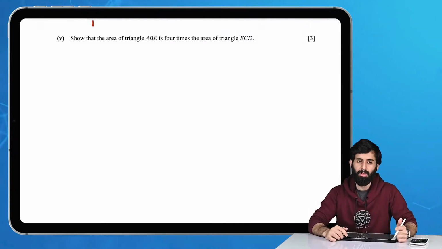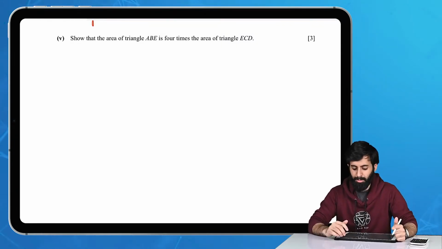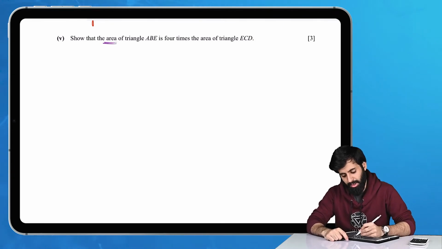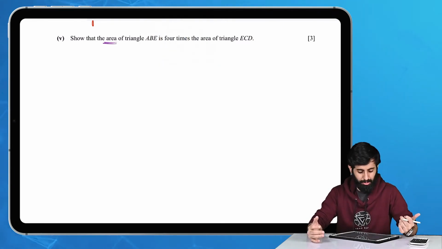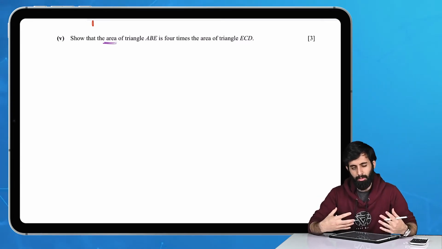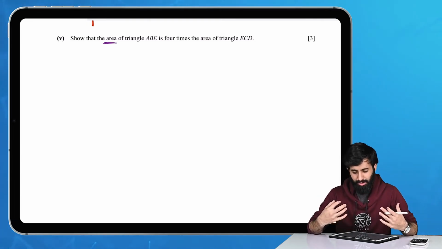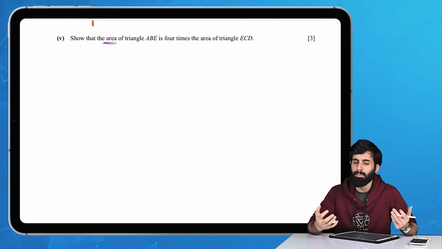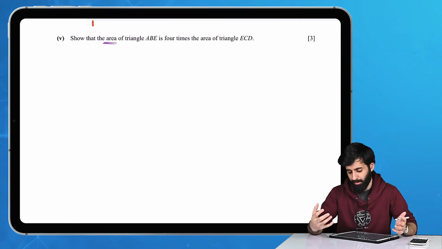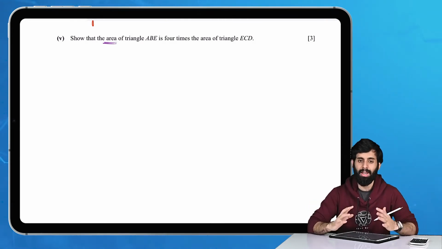Okay. Now we come to part 4, which says show that the area of triangle ABE is 4 times the area of triangle ECD. Since we're dealing with area here, it's best to use the formula that we have learned. I will not waste my time sketching the triangle and then finding the area, because I may end up with a triangle whose area I can easily calculate, or may not. So I don't want to waste my time doing that. I'll just straight away use the formula that we know will work for any shape there is.